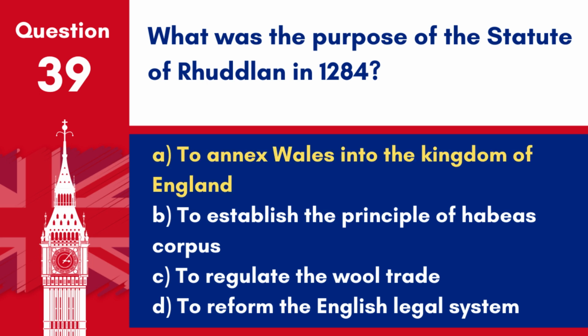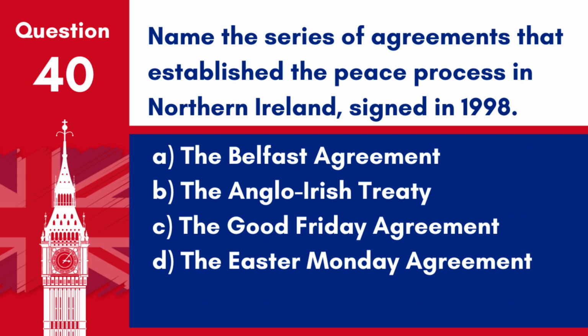Answer: A. To annex Wales into the Kingdom of England. The Statute of Rhuddlan in 1284 was issued to annex Wales into the Kingdom of England, establishing English rule over Wales. Question 40. Name the series of agreements that established the peace process in Northern Ireland, signed in 1998.